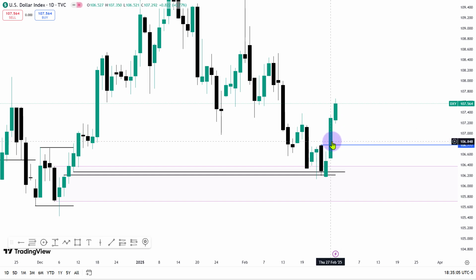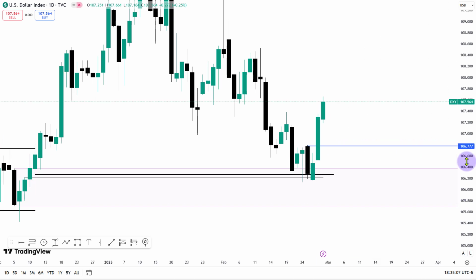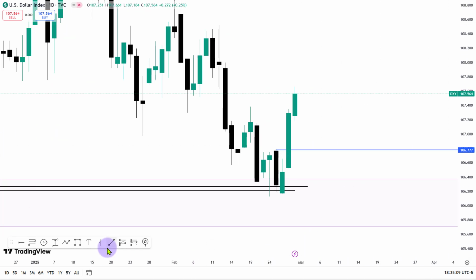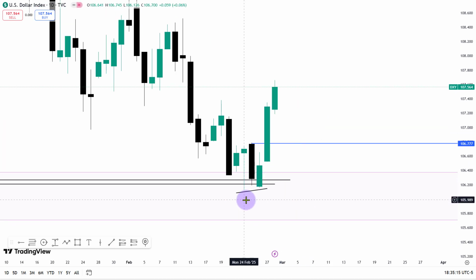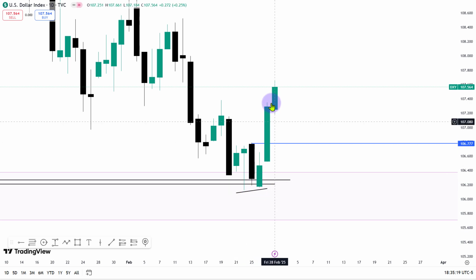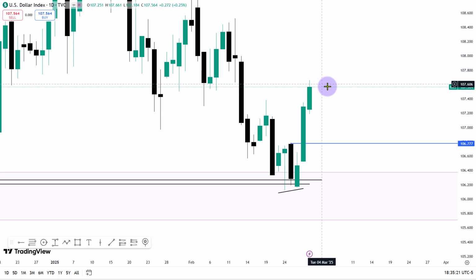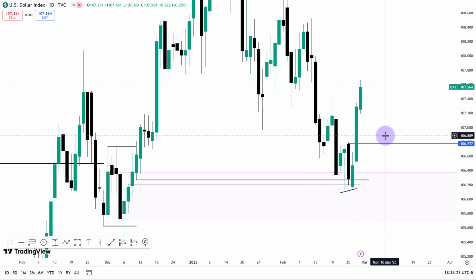50% of the fair value is consequent encroachment. I would like to see price action trade back into the bullish mitigation block. Why is it a mitigation block? Because it's a failure swing here, price action failing to take the previous low and creating the expansion bullish. We would like to see price mitigate into the internal range bullish order block right here, or the fair value, especially 50% of the fair value, but most preferably the bullish order block.